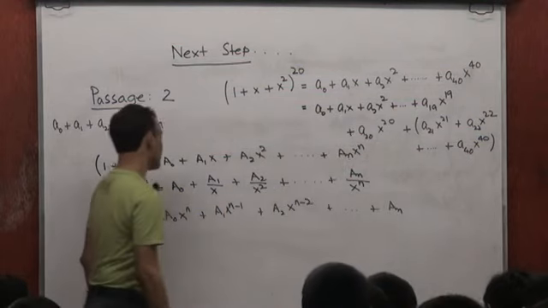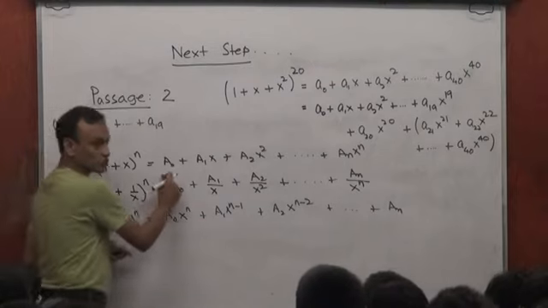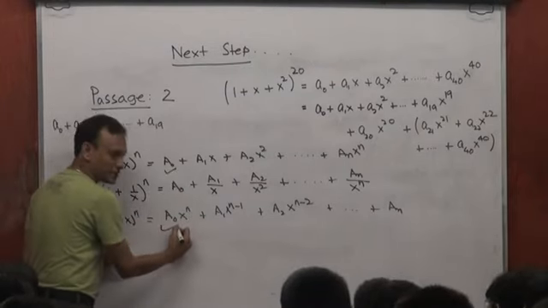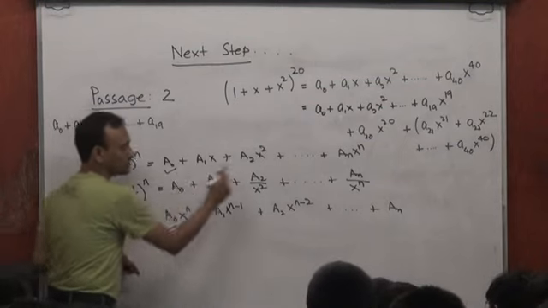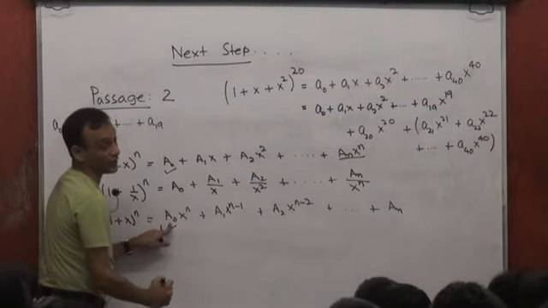Plus an? Yes or no? Now (1 + x)^n is this, and is also this. So this expression and this expression must be identical. What's the coefficient of x^n here? An. What's the coefficient of x^n here? A0. So an has to be a0.